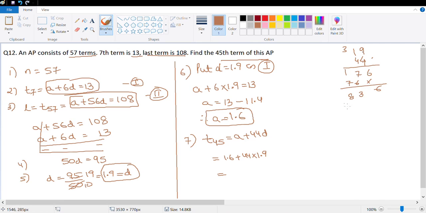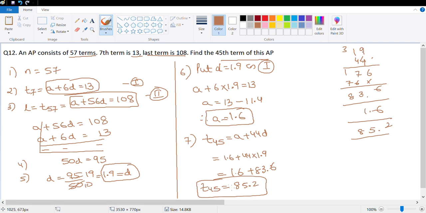That's 836. So this is 1.6 and 1 decimal, so that's 83.6. And 83.6 plus 1.6, that's 6 plus 2, 12. This is 5 and 8. So this is 85.2. So the 45th term is 85.2.